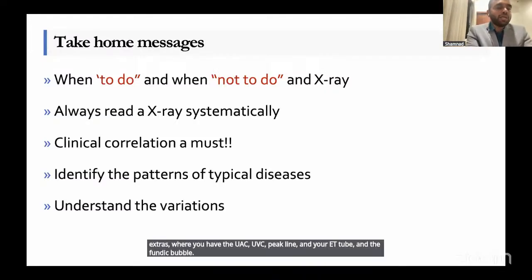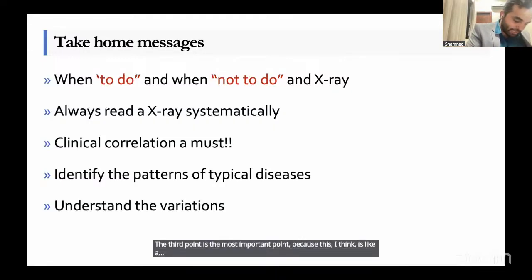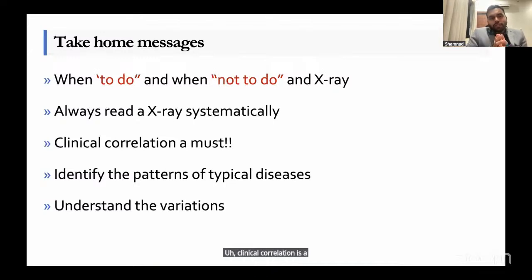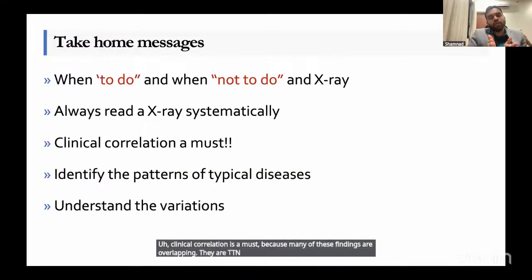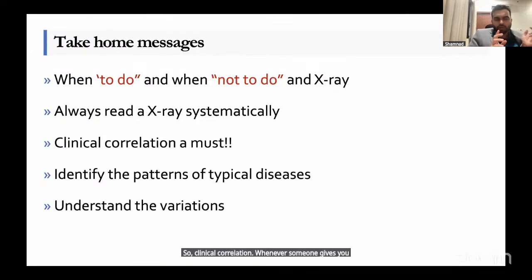And the third point is the most important point, because this, I think, is like a theoretical scenario of the class, because you don't get it like this in your clinical practice. Clinical correlation is a must, because many of these findings are overlapping: your TTN with pneumonia, your BPD with your ILDs, your mass with a pneumonia.